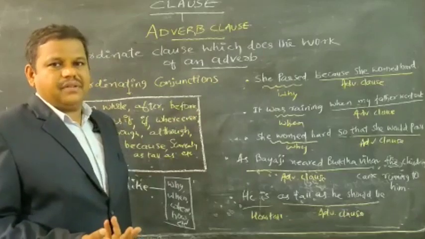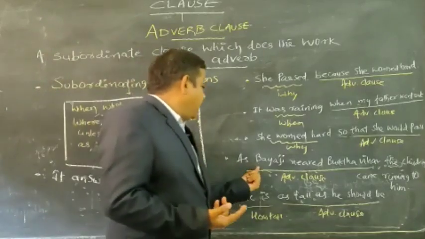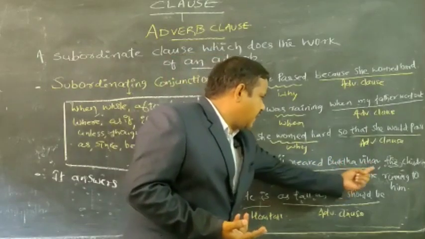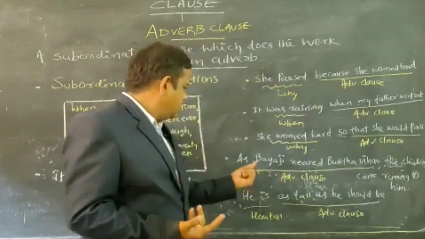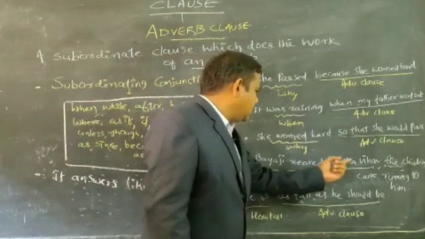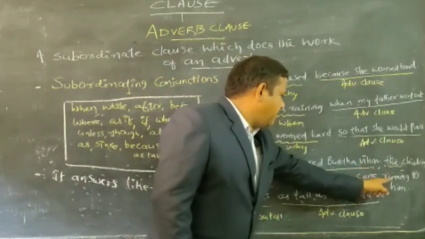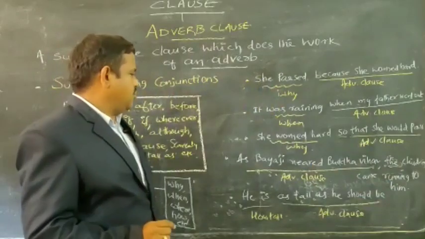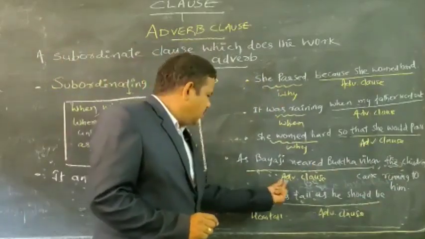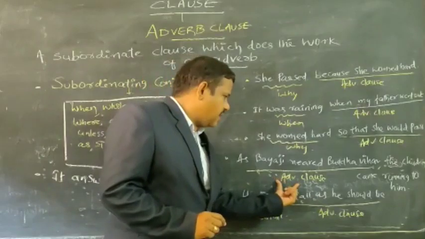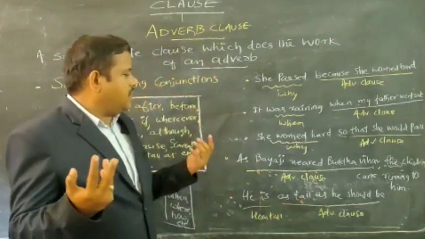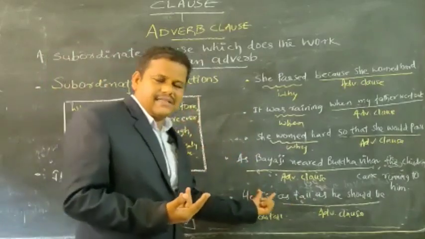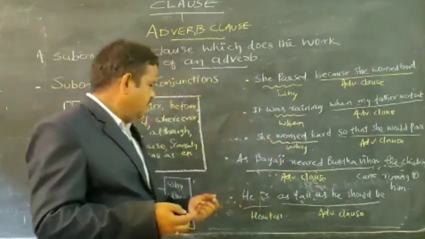Take another example from our textual example, right? As Bayaji neared Buddha Vihar, the children came running to him. So we are using a subordinating conjunction, as. This part is the adverb class. So why did the children come running? Because they saw Bayaji. Clearly we are understanding this is the adverb.